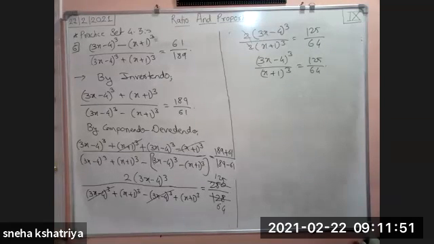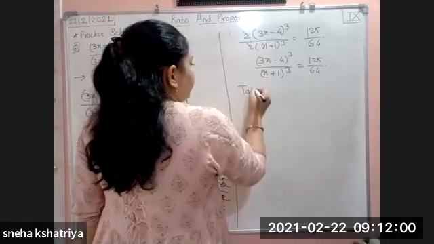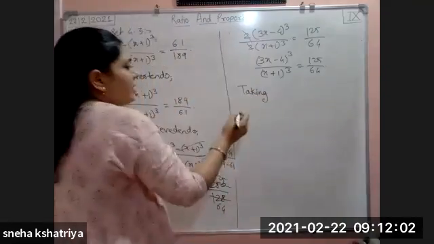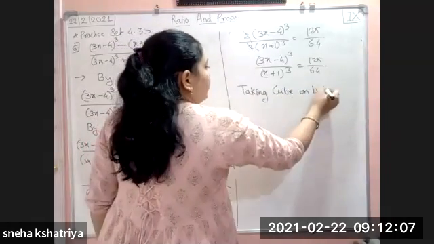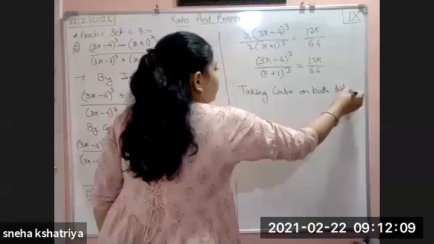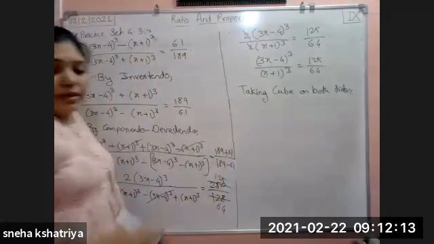Now here cube is given. To solve the cube, what we have to do? We have to take cube root on both the sides. So what is the next step? Taking cube root on both sides. Taking cube on both sides, not cube, it is cube root.